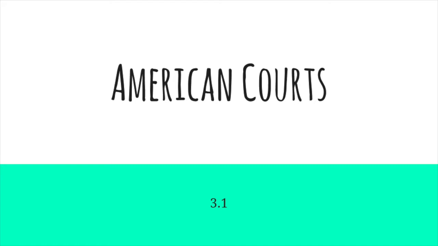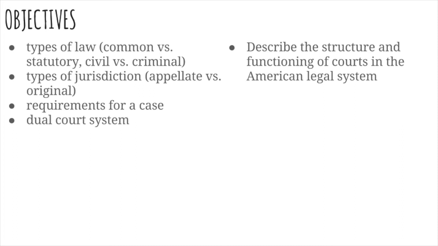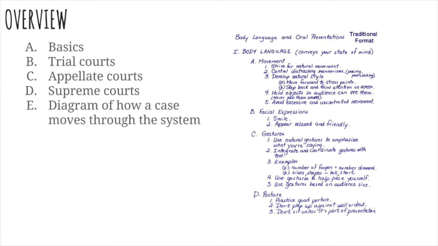Welcome to Lesson 3.1, all about the American court system. In today's lesson, you'll need to know about the types of law, the types of jurisdiction, requirements for a case, the dual court system, and generally be able to describe the structure and functioning of the American court system. Here's your overview, and remember to take good notes.